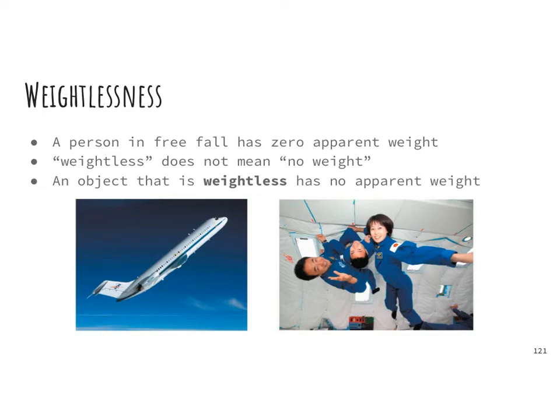An object that is in free fall appears weightless, not because it doesn't have weight. There is still a gravitational force that's pulling it down. The reason it feels weightless is because there's no apparent weight. There's no normal force. You have to have a normal force to feel like you have weight. So it's a tricky concept in physics, but an object that is weightless has no apparent weight. It still has weight. Gravity is still pulling it down, but it appears weightless because there's no supporting forces.